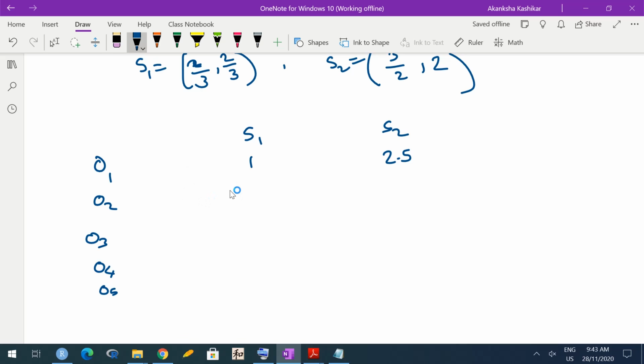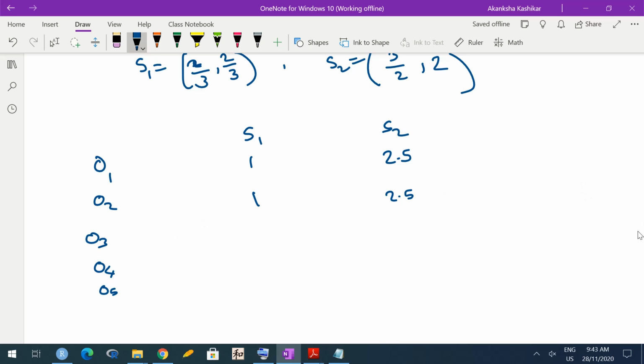Then O2 is 0, 1. So the distance would be 2 by 3 plus 1 by 3. So again 1. And here the distance would be again 1 by 2 plus 3 by 2 plus 1. So again it would be 2.5.